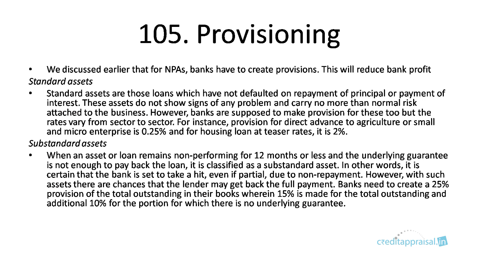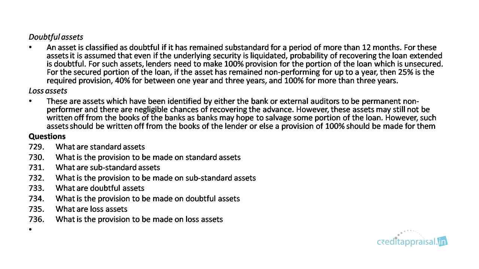Then there are substandard assets. We discussed what these are. These are loans that are non-performing for 12 months or less. And once a loan is classified as substandard, banks will need to create a provision of 25% on the outstanding amount. 15% is made for the total outstanding and an additional 10% for the portion for which there is no guarantee.